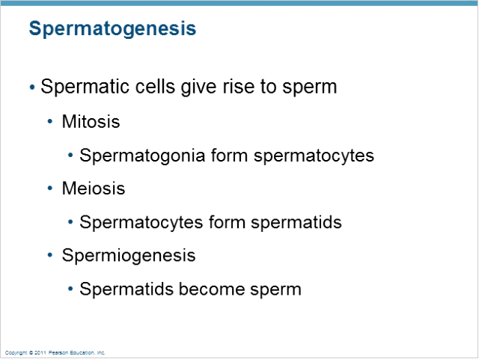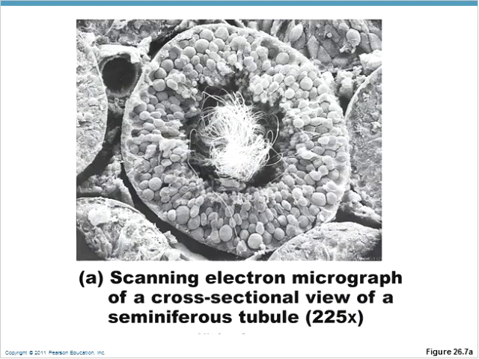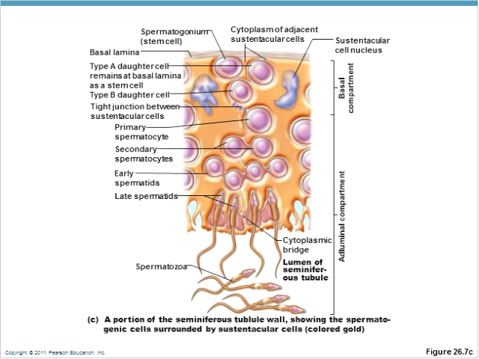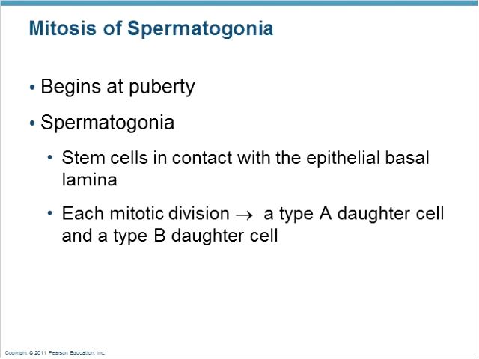Spermatogenesis: spermatic cells give rise to sperm. There's mitosis, in which spermatogonia form spermatocytes, meiosis, where the spermatocytes form spermatids, and spermiogenesis, where the spermatids ultimately become sperm. This is a scanning electron microscopy cross-section view of a seminiferous tubule. And what you're seeing here is that process where ultimately you end up with sperm cells. Mitosis of spermatogonia begins at puberty.